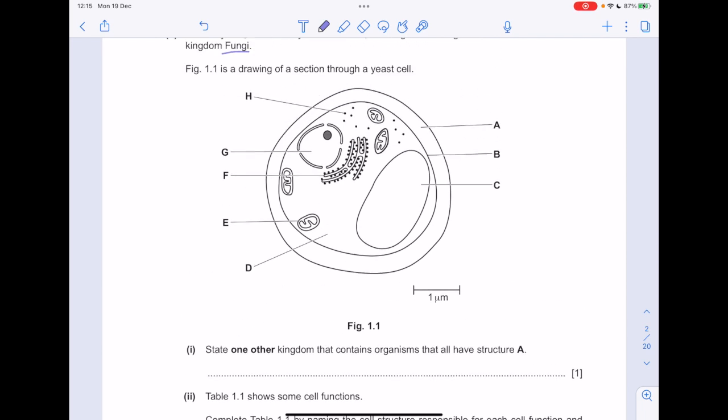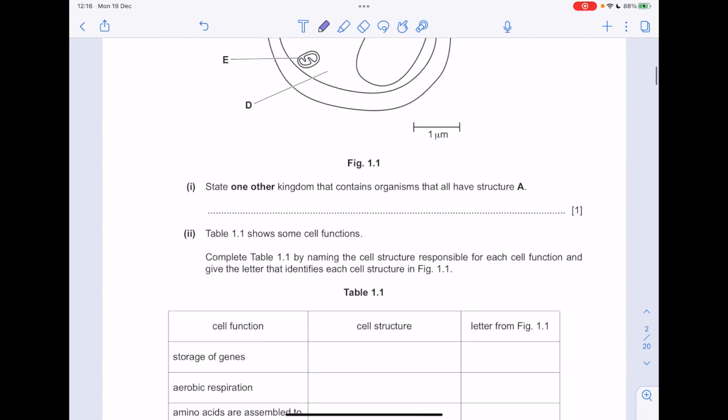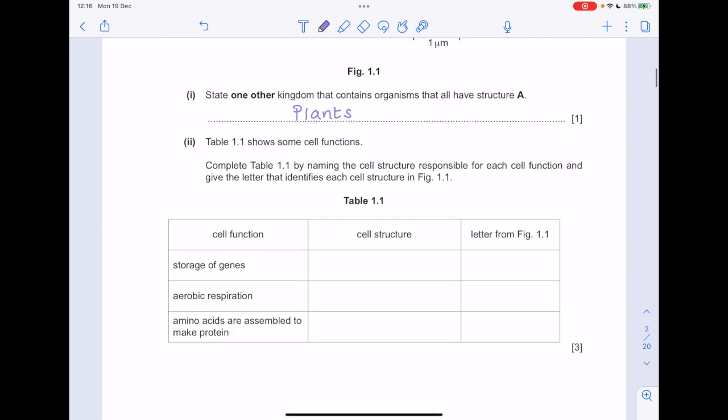So structure A over here is the cell wall, and therefore we need to pick the plant kingdom. Table 1.1 shows some cell functions. Complete table 1.1 by naming the cell structure responsible for each cell function and give the letter that identifies each cell structure in figure 1.1.